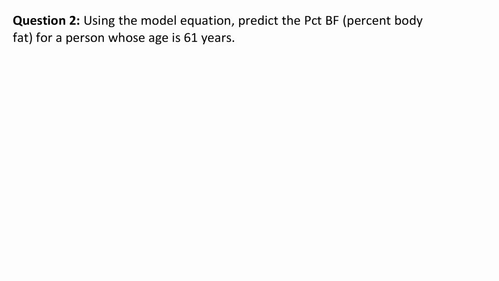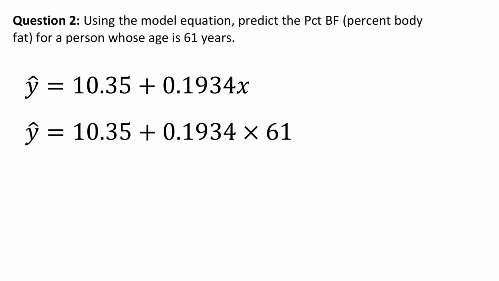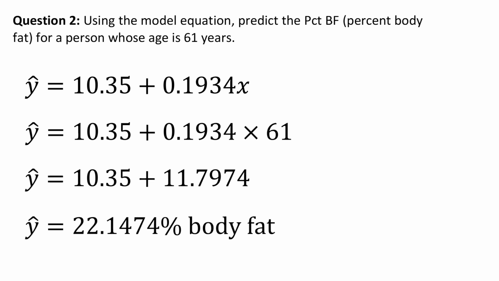So here we're going to use the model to predict the percent body fat of a person who is 61 years of age. So here's our model equation. We put 61 where we see x. We first multiply, and then we add, and we get a total of 22.1474% body fat. So what we're saying is, for all the population of people who are 61 years, the average percent body fat we predict to be 22.1474%. So that is a prediction for an average person.